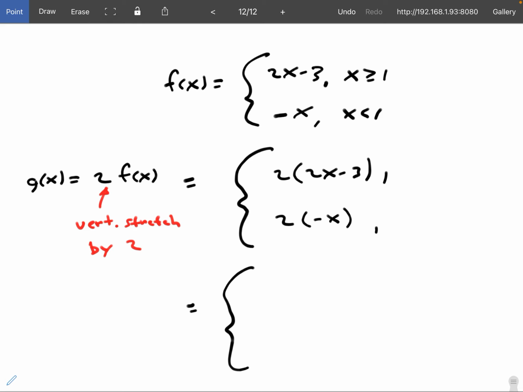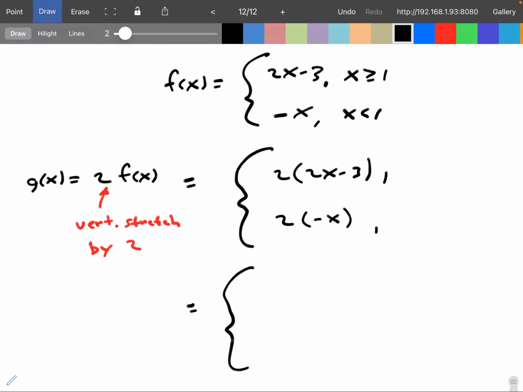if you just stretched it up and down, well then these values right here are not going to change. It's still going to be one graph to the right of 1, and it's going to be the other graph to the left of 1. So again, when it's a vertical transformation, when the transformation is not inside the parentheses, then you do not have to change these domains. So this part is still just going to say x is greater than or equal to 1, and this is going to say x is less than 1.